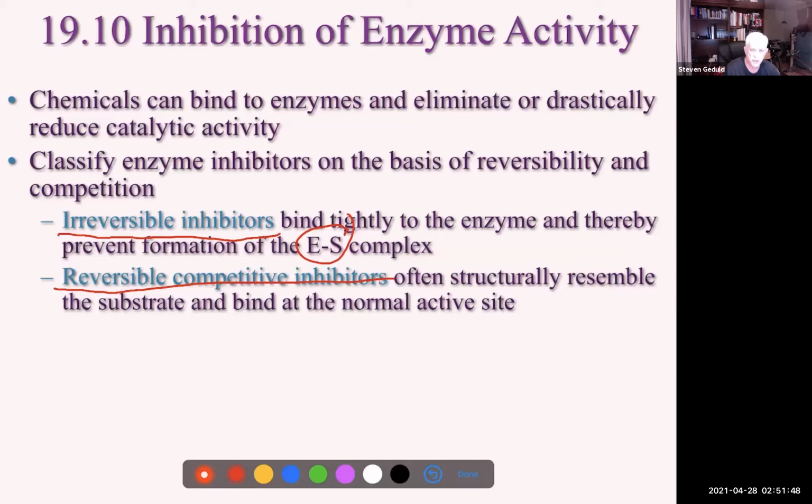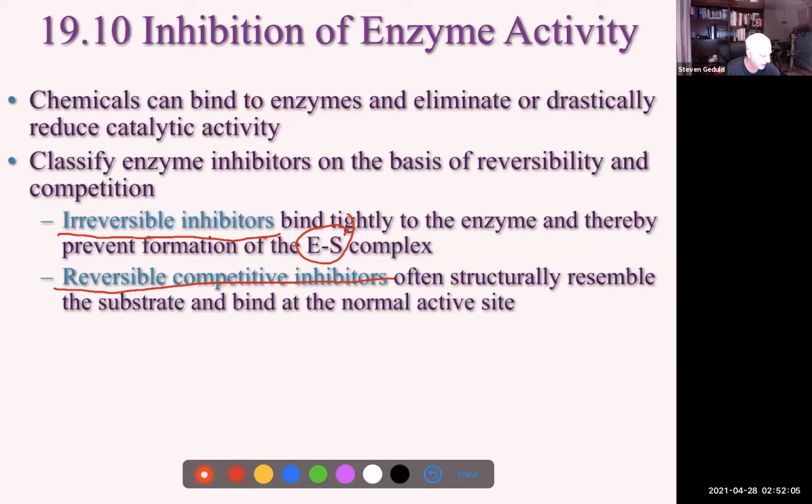Reversible competitive inhibitors are now in competition, which means they're going to bind to the active site. And if they're on the active site, then the regular substrate can't get at it. Okay? But it comes off and on. So there is some competition now between which one's going to be used at the active site.